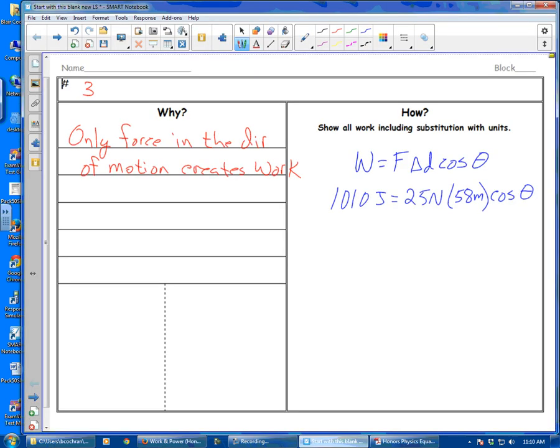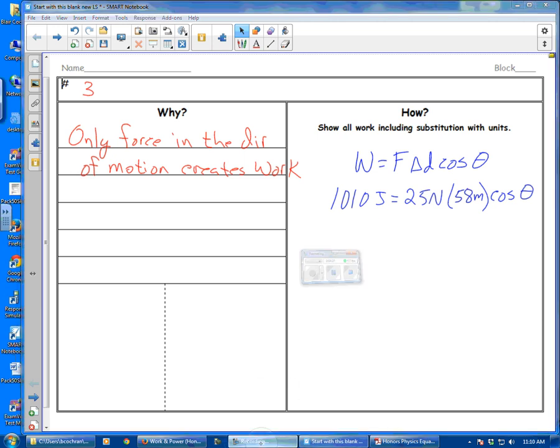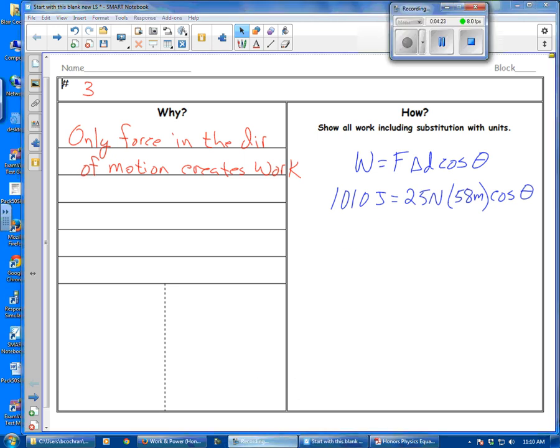And now I have all my numbers except for my theta, so I solve for theta. If you need help individually on that one, let me know, and I'll come and help you individually.